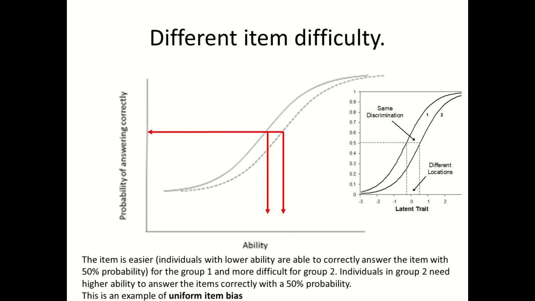And of course we can then look at different items and look at the different item difficulties, or item location. So we have two items here. As you can see, this item is a little bit easier because you don't need as high an ability to have a 50% chance to answer that item correctly, whereas this item is obviously a little bit more difficult. And if you remember, this is often called a uniform item bias. Why uniform? Because if you remember, the item slopes are similar. So basically the probabilities of how well the item is related to the latent trait is actually similar.